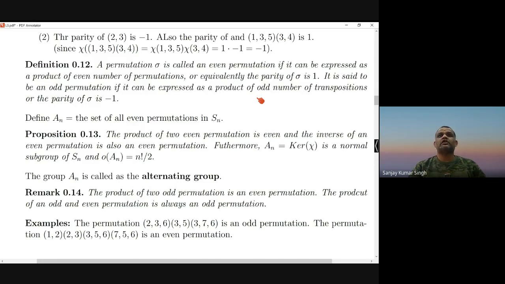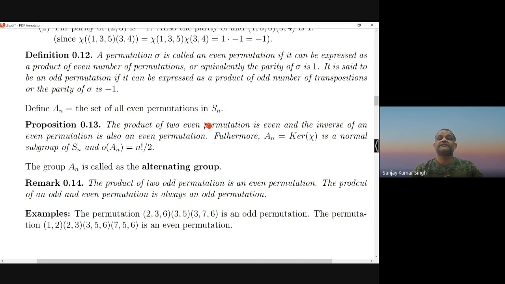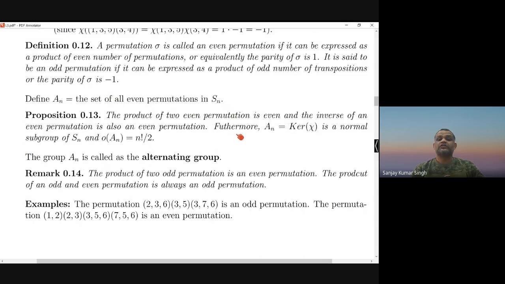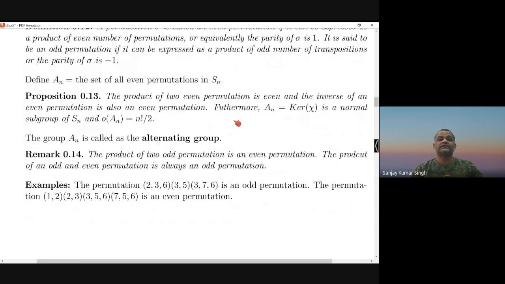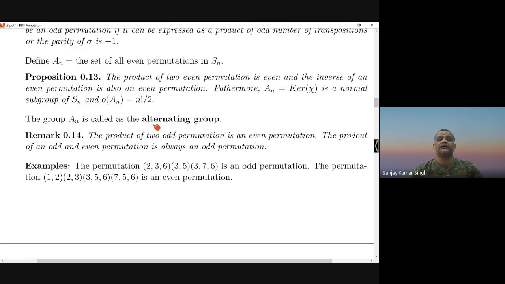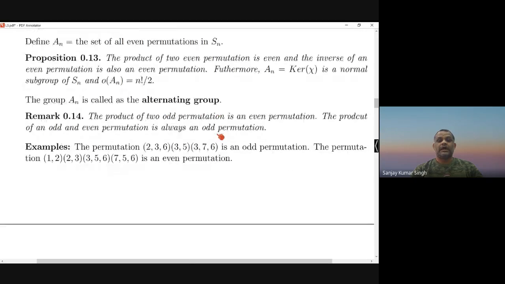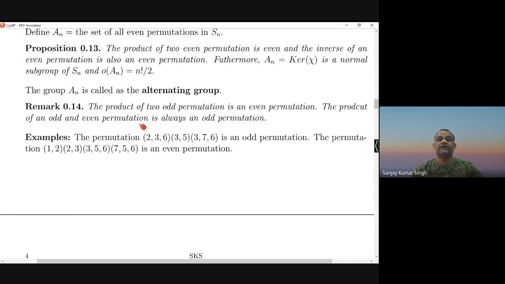So now we have a notion of odd permutation and even permutation inside Sn, and the set An, which is the set of all even permutations, is a very special subset of Sn. Actually we can prove that it is a normal subgroup of Sn with order n factorial by 2, and we call it the alternating group. And also we can easily observe that the product of two odd permutations is always an even permutation, and the product of an odd and an even permutation is always an odd permutation.